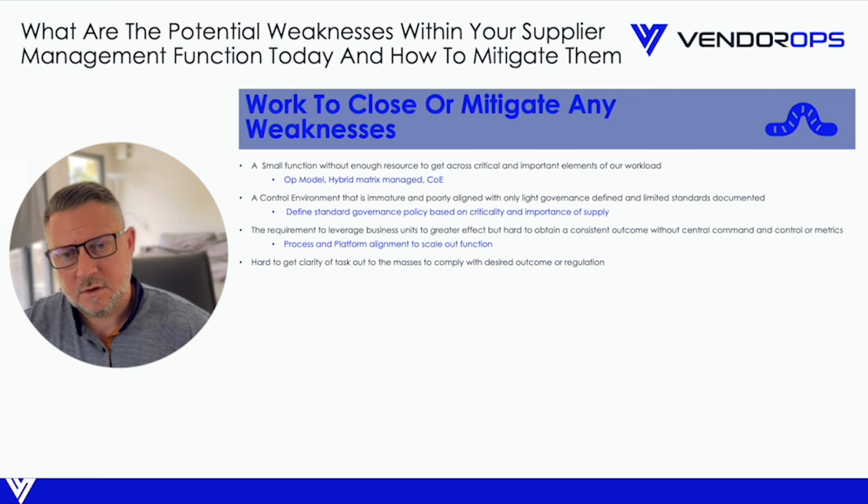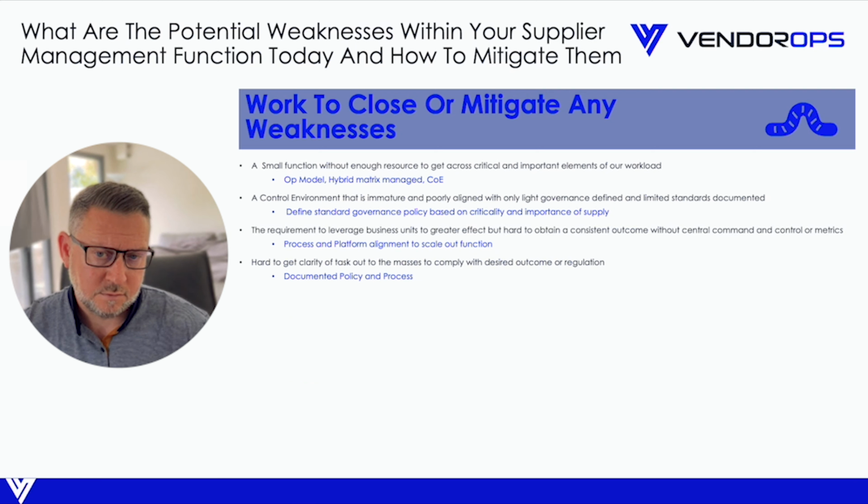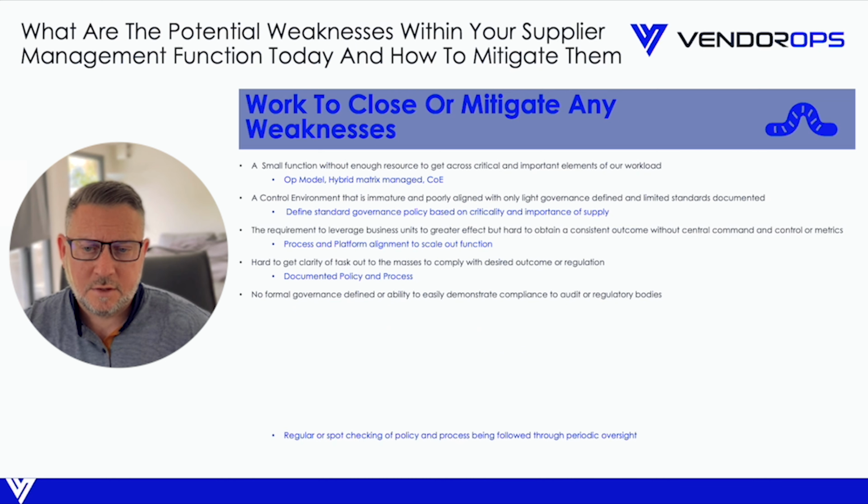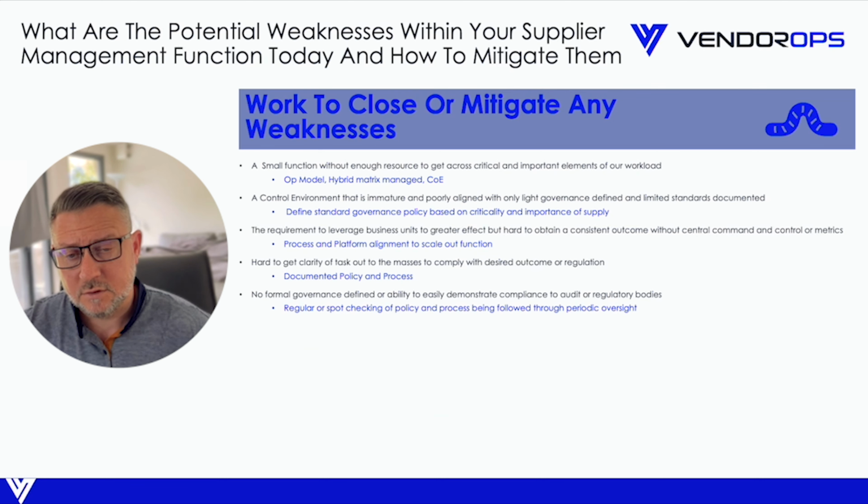It's hard to get clarity of task out of the masses to comply. When work is happening, you haven't got a lot of clarity around what that looks like. And if you're in a regulated industry, how do you show that you comply with the desired outcome that underpins the regulation? The only way to do that is documented policy and processes, making sure they are clear in terms of the critical path that underpins the compliance and how you need to demonstrate it. Which leads into no formal governance defined or ability to easily demonstrate compliance to audit or regulatory bodies. From a centre of excellence perspective, and with the operating model we mentioned at the top, we say you should do regular spot checking and check the policy and processes are being followed through periodic oversight.